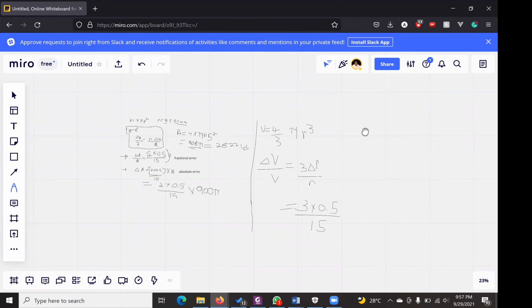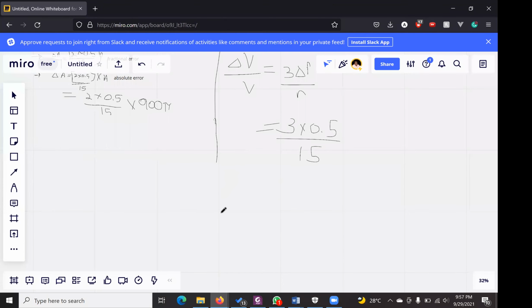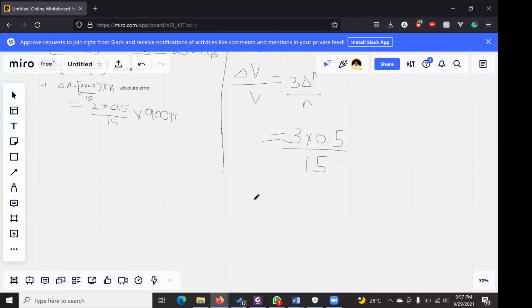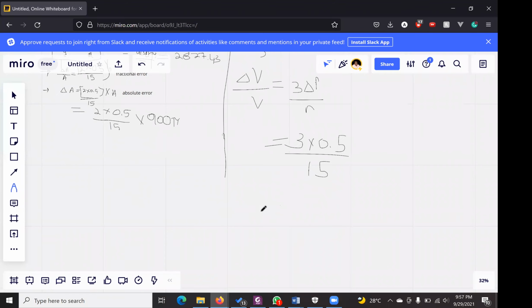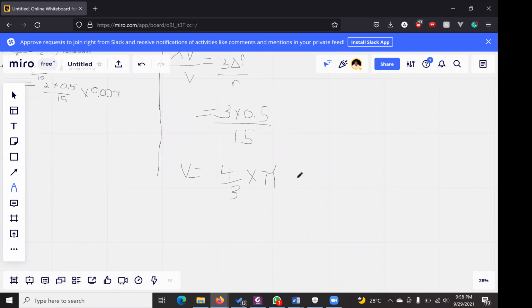All right. You can work that out and let me know what you get. And for your absolute error, you can work out what V is equal to, which is going to be 4/3, same style again, 4/3. We keep in the pi, and we're doing, what was r? r was 15, right?